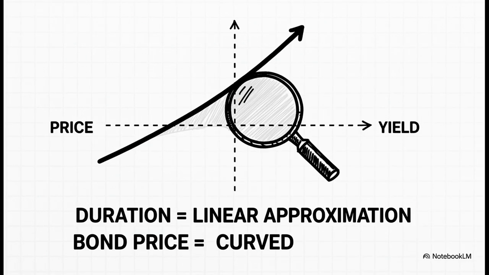You know, duration is fantastic, but it's really just a straight-line estimate of a bond's price change. We all know the real price-yield relationship has a curve to it. And that curvature? Well, that's what convexity measures. And for bonds with embedded options, that curve can bend in some really strange and frankly dangerous ways.